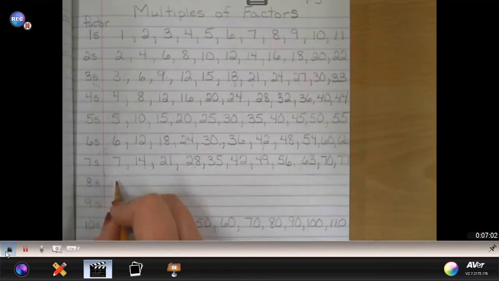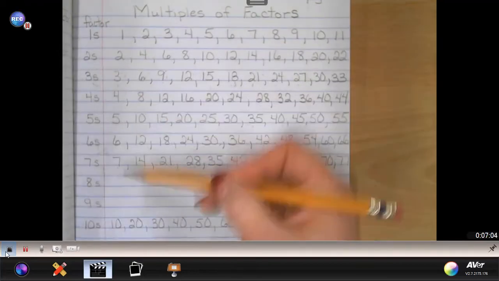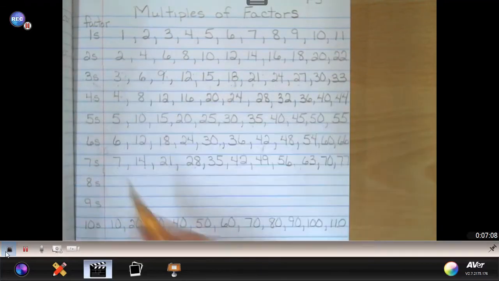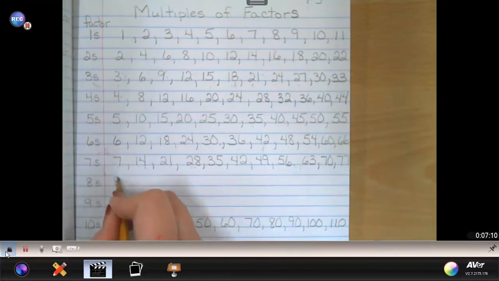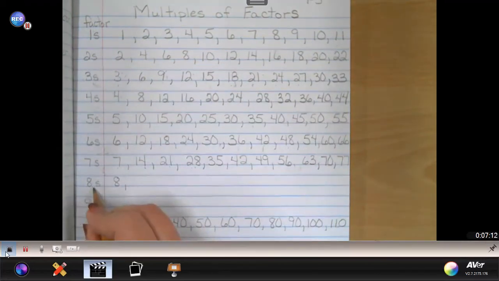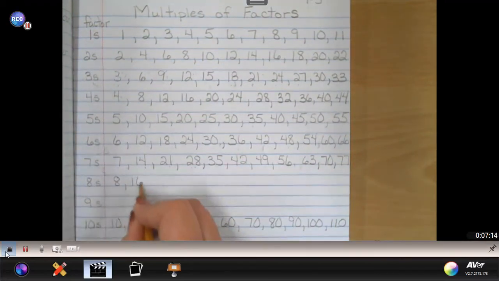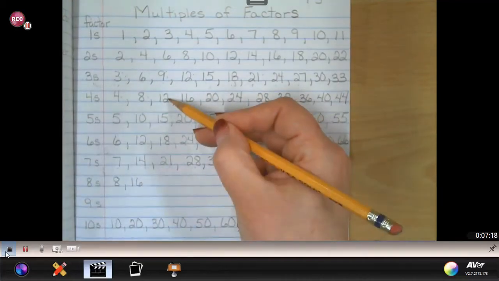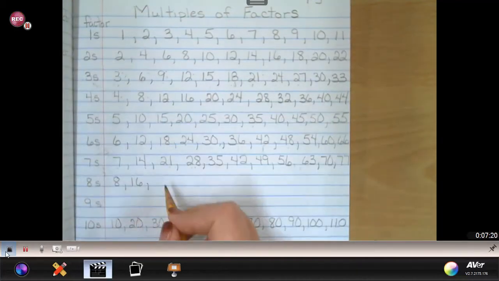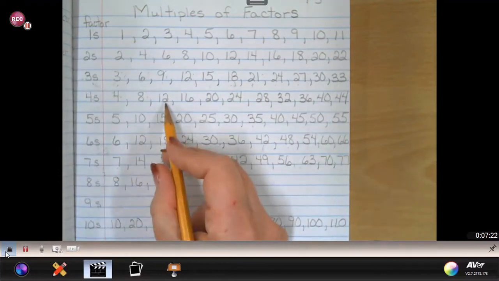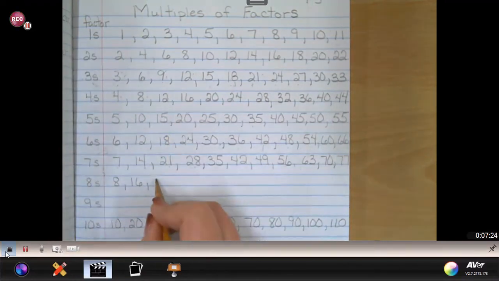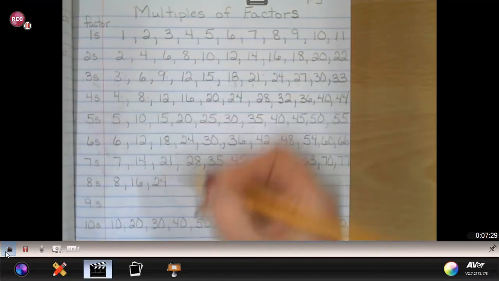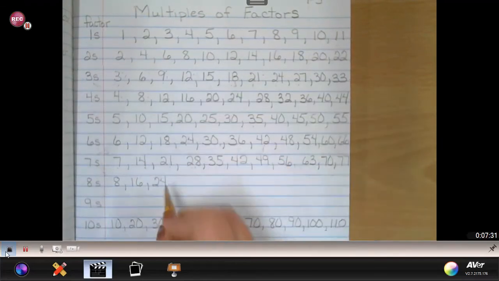Okay, 8s. We can double 4s to get 8s. So if I double this 4, that tells me that's 8. And again, 8 plus 8 is 16. Here's 12. 3 groups of 8, or 8 groups of 3, is going to be 24, because I'm doubling my 4 to get my 8s.